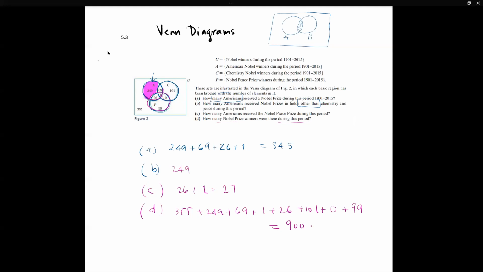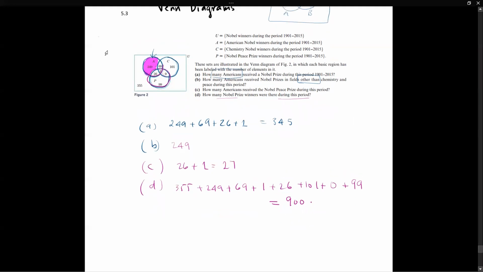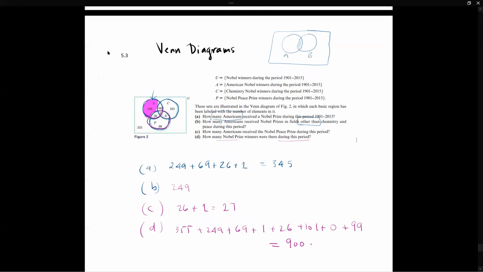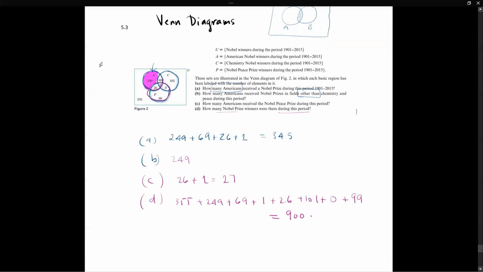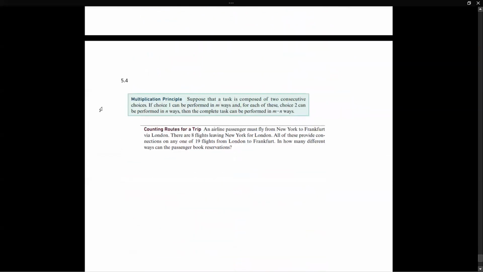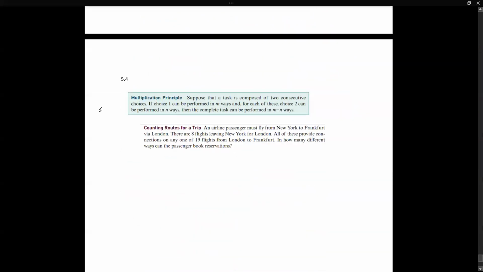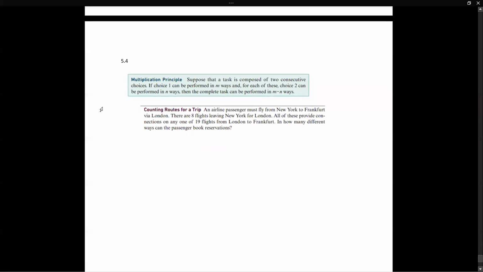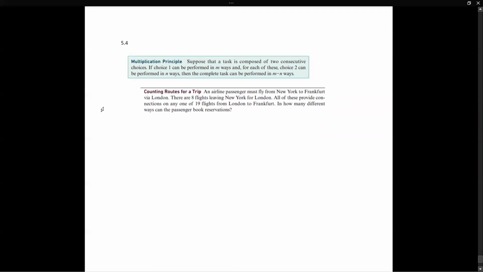All right. So take your time, and of course you'll understand also the complement, the intersection, the union, what's not in A, the complement. Everything here can be explained and seen visually. As for 5.4, the multiplication principle, it helps in counting. Suppose that a task is composed of 2 consecutive choices. That's the principle here. You have to have 2 consecutive choices.